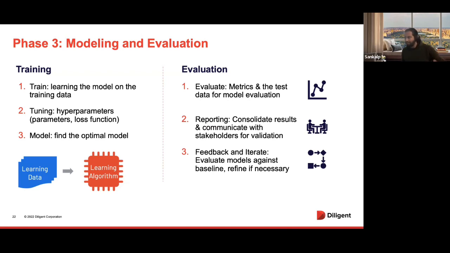For something like binary classification, you could use simple things like accuracy and F1. But if you're trying to do some search, recommendation and ranking, then that's where you would use other metrics like recall or mean average precision and things like that, right? In the evaluation phase, one of the most crucial steps is that you can choose to consolidate your evaluation results and communicate the outcomes with other stakeholders.